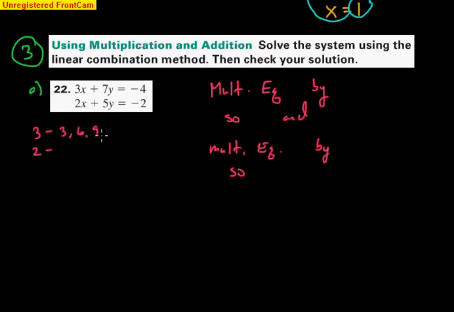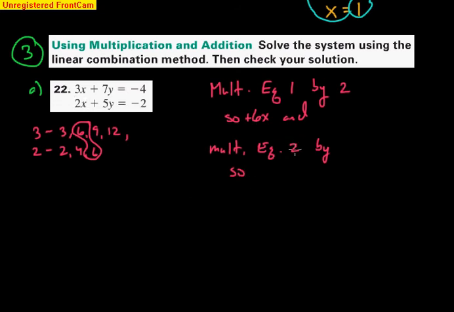List out some multiples. 3, 6, 9, 12. 2 is 2, 4, 6. Got it. There is the common multiple. So all I know is I want the number to be 6. So let's take the first equation. And how do I make 3 become 6? I multiply it by 2. So I get a positive 6x. It's going to be positive.